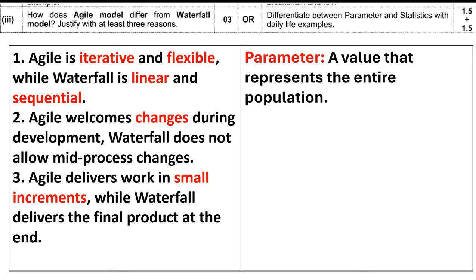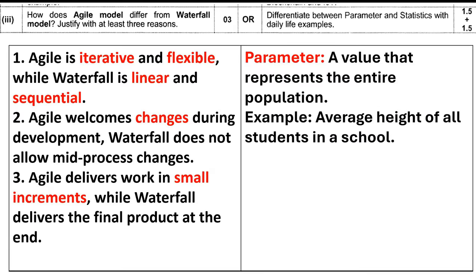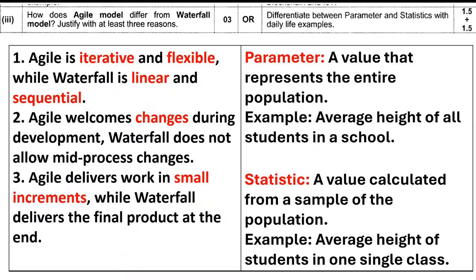Next one is differentiate between parameters and statistics with a daily life example. A value that represents the entire population is called a parameter. Example: the average height of all students in a school is a parameter. While a value calculated from a sample of the population is called a statistic. For example, the average height of students in one single class is a statistic.